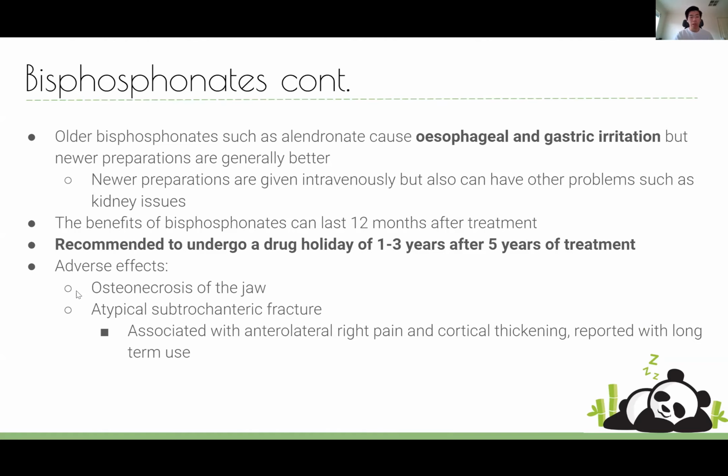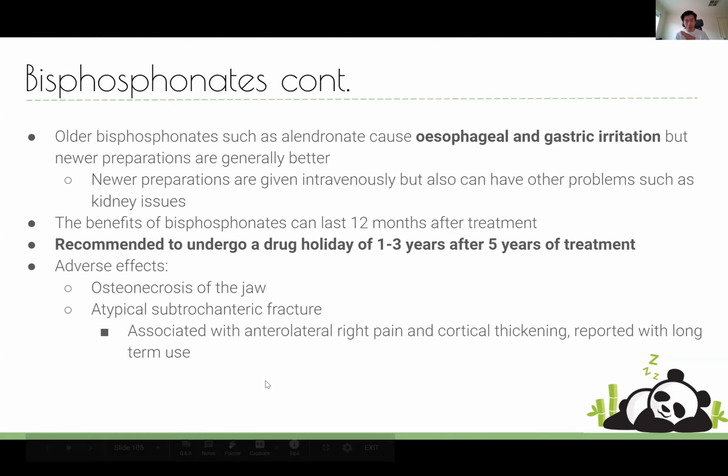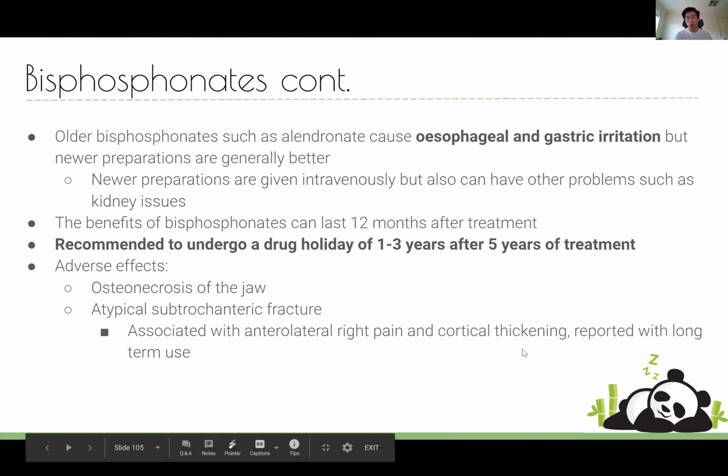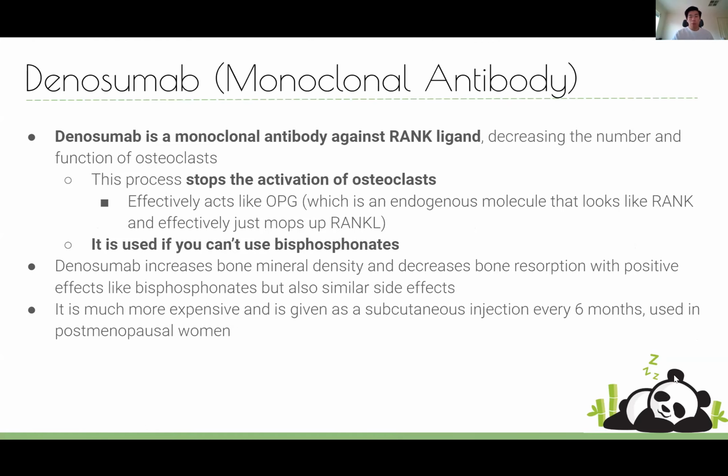It's not very pretty. Or you get atypical subtrochanteric fractures, which are very strange fractures on the femur shaft. Apparently they're associated with anterolateral thigh pain and cortical thickening beforehand with long-term use. So the aim of this drug holiday is to reduce these effects without massively impacting the beneficial effects it has on osteoporosis. Your other drugs include denosumab.